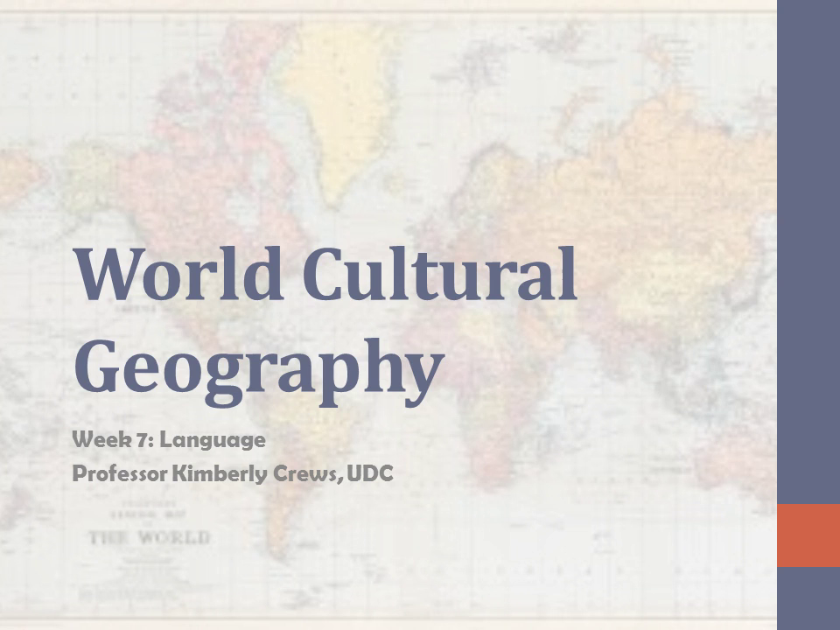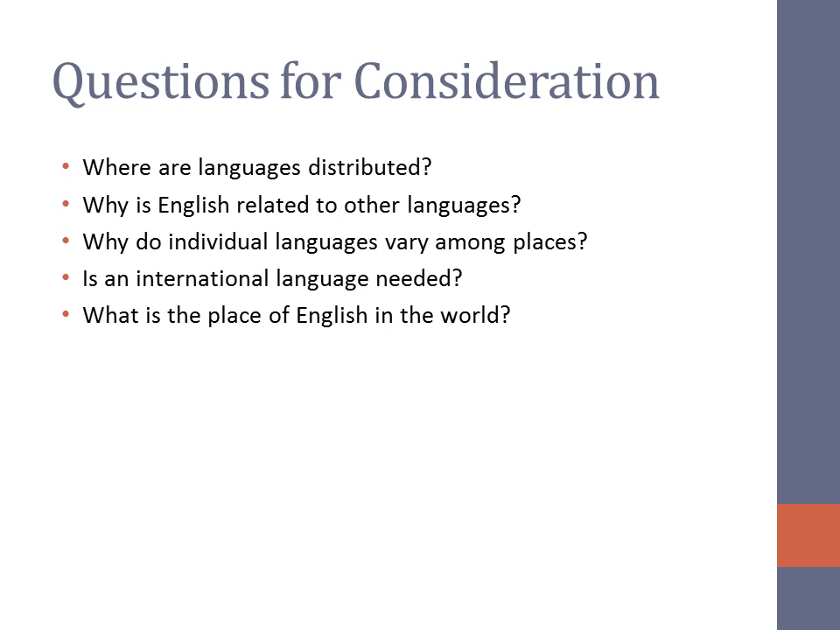As the United States is a nation of immigrants, think about the landscape and its effect. Think about language and its effect on the local, national, and global cultural landscape. Our questions for consideration this week: where are languages distributed? Why is English related to other languages? Why do individual languages vary among places? Is an international language needed? And what is the place of English in the world?